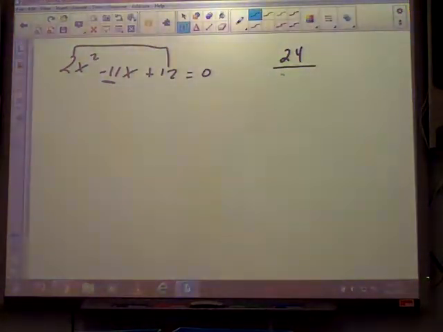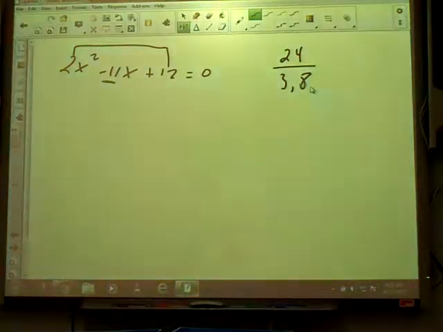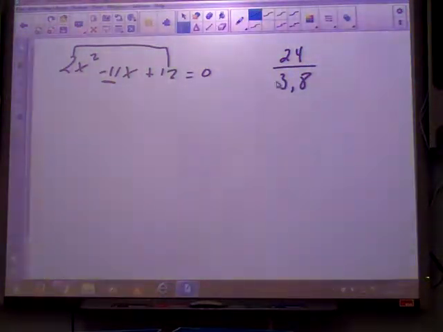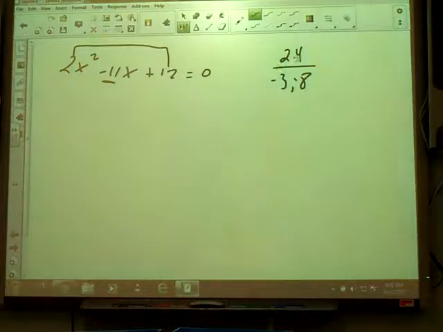3 and 8. Okay, 3 and 8. Good. 3 times 8 is 24, but 3 plus 8 is a positive 11. So what do I need to do to my 3 and 8? Good, Molly. Make them both negatives. Negative times a negative is a positive 24. Negative 3 plus negative 8 is negative 11.